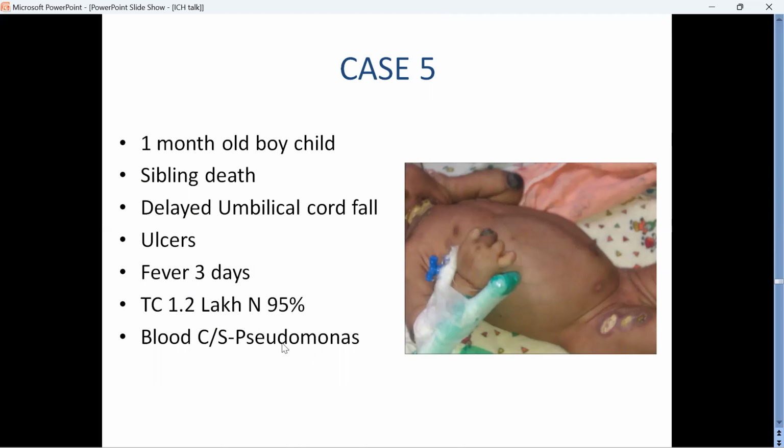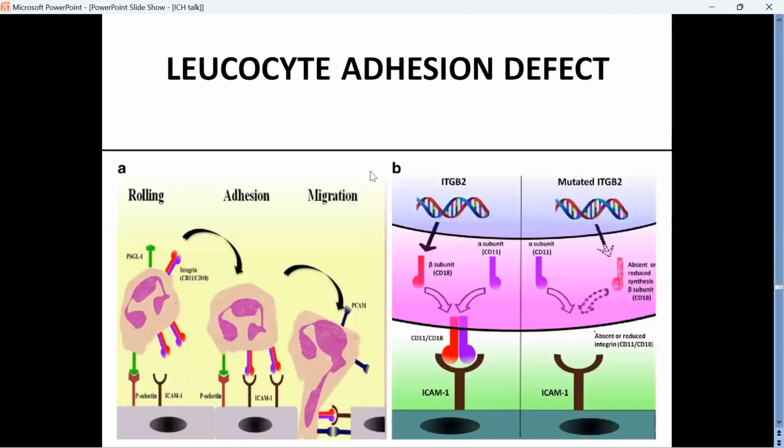Now, with clinical history, it was very suspicious of LAD or leukocyte adhesion defect, and the sample was sent to us for flow cytometry analysis. Now, in leukocyte adhesion defect, basically you have problems with the selectins and integrins, where the neutrophils have a problem to come to the site of infection. Okay, because it has to extravasate from the blood vessels to the site of infection, and for that you need the selectins and integrins. In cases of leukocyte adhesion defect, there will be problems in the integrin molecules, so the neutrophils cannot come to the site of infection.